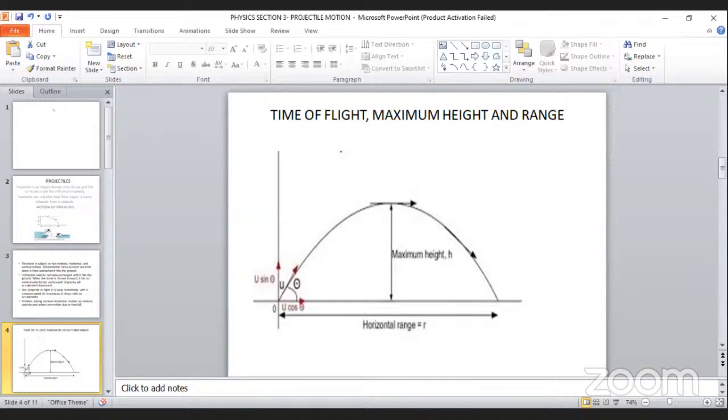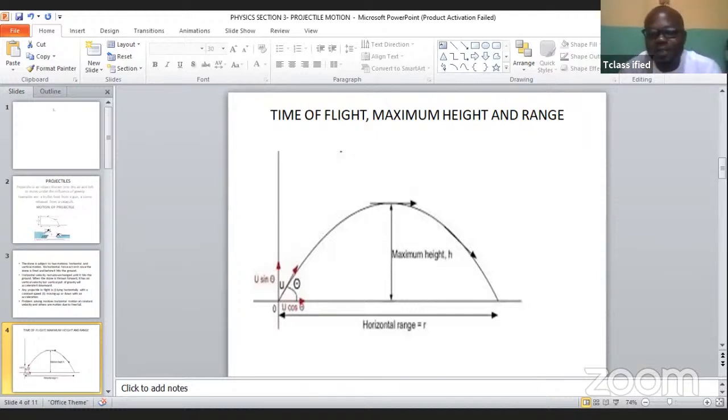Maximum heights, horizontal components, vertical components, then angle of inclination.